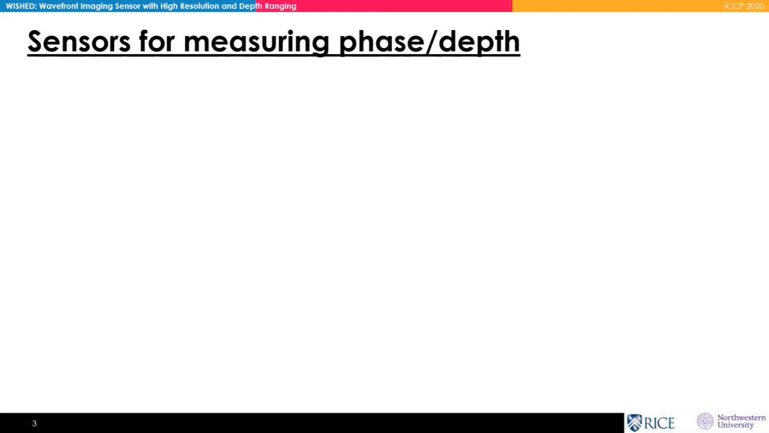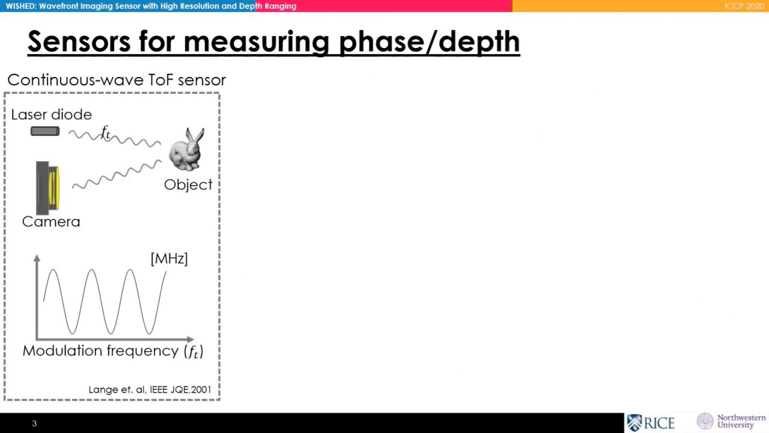To measure the phase information, there are currently three types of sensors. First, we can use a continuous wave time-of-flight sensor based on amplitude modulation. The principle is to use an RF signal to control the amplitude of the laser diode. At the same time, another same RF signal is sent to the camera as a reference. The camera compares the phase delay between the reflection and the reference signal to estimate the depth.